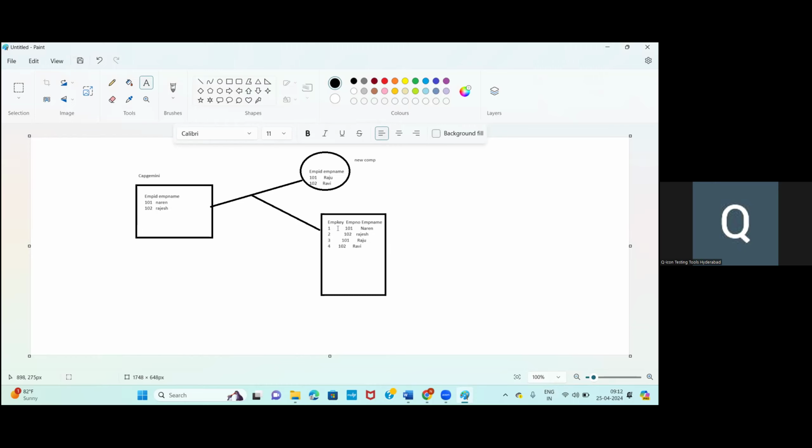You will see different columns. Okay, don't bother about what these keys are. We don't. So you might have knowledge of primary keys and foreign keys, right?